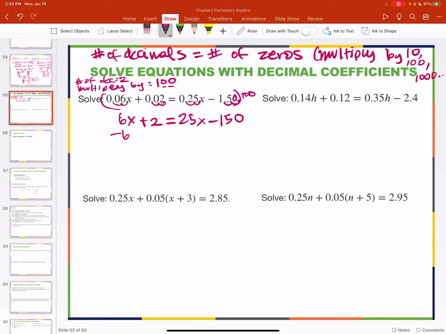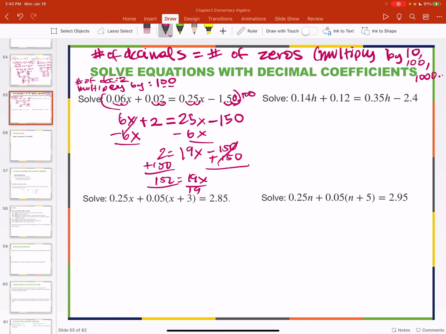Okay, so minus 6x, minus 6x. We get 2 is equal to 19x minus 150. Plus 150, plus 150. And we get 152 is equal to 19x. Divide by 19, divide by 19. And then x is equal to 152 divided by 19. So that is 8. Okay, so you can do that for all these other ones, but let's go ahead and just practice.